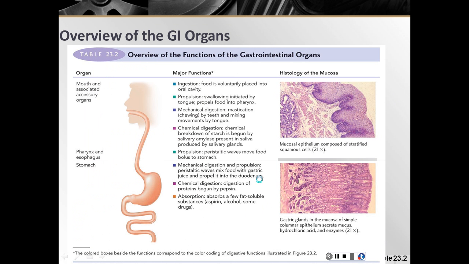So here's an overview that I got from another textbook, an overview of the function of the gastrointestinal organs. You have your mouth and the accessory organs, with ingestion, propulsion, mechanical digestion, and chemical digestion. You also have mechanical digestion and propulsion within the pharynx and esophagus, as well as the chemical digestion within the stomach, where we have the digestion of proteins. And what did I say is digested in the mouth first, in the oral cavity? Is it starch, fat, or carbohydrates? It's our carbohydrates. Our carbohydrates are digested here.